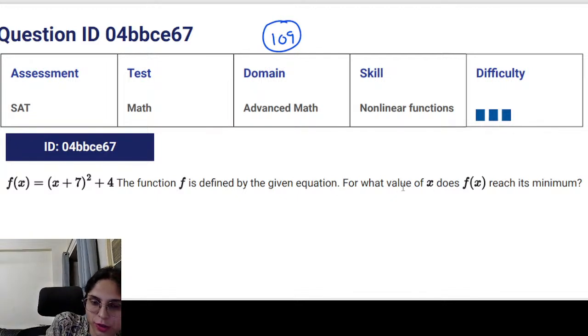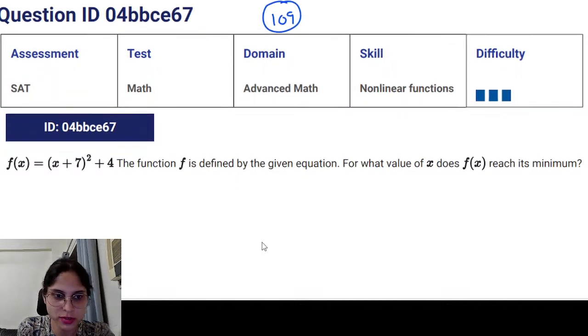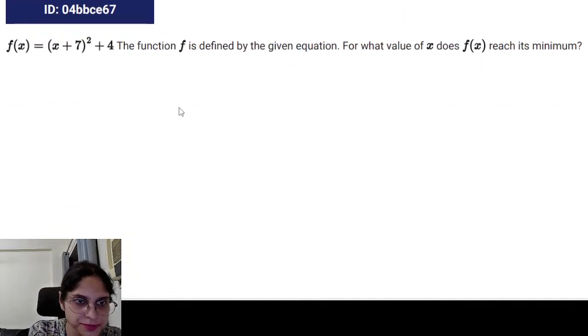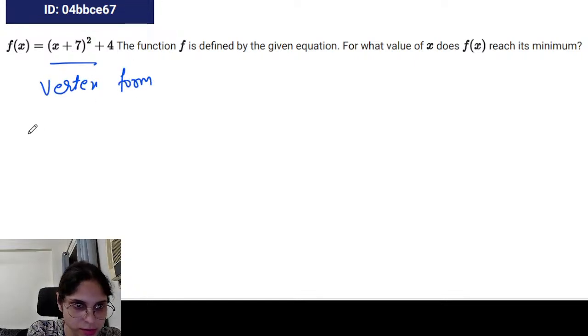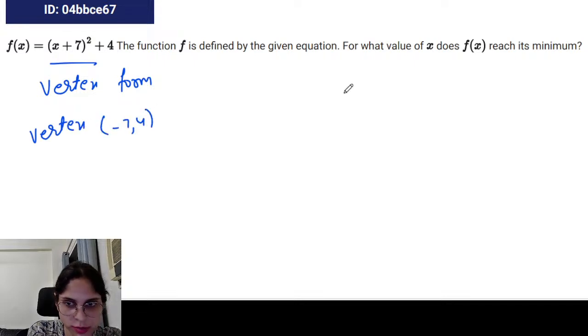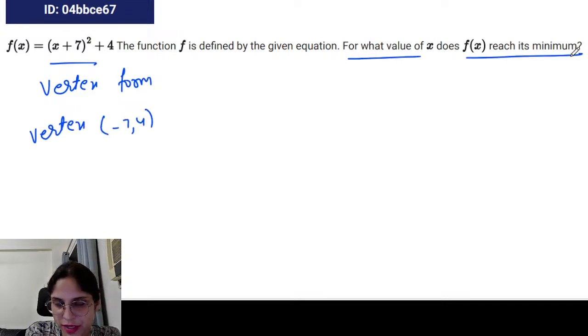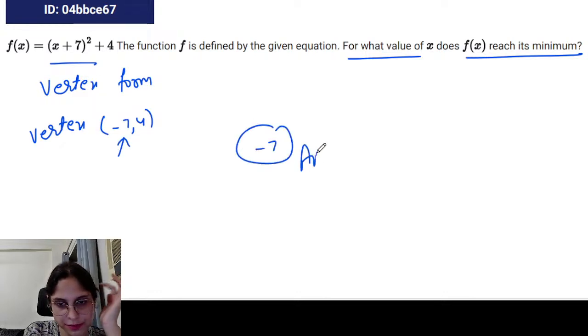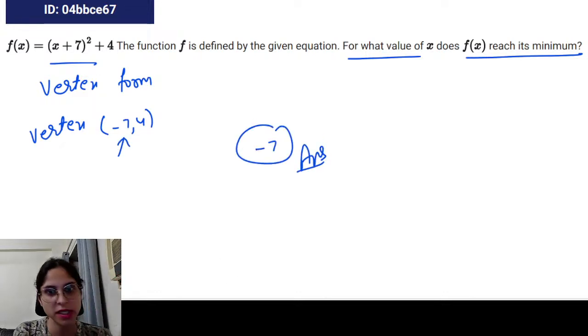Over here, for what value of x does f of x reach its minimum? I don't know why they've put this in the hard questions. This is the easiest question. This is vertex form. Vertex is negative 7, 4. For what value of x does f of x reach its minimum? If you're talking about the x value, the answer is negative 7. It's that easy. You just have to know that the minimum is your vertex.